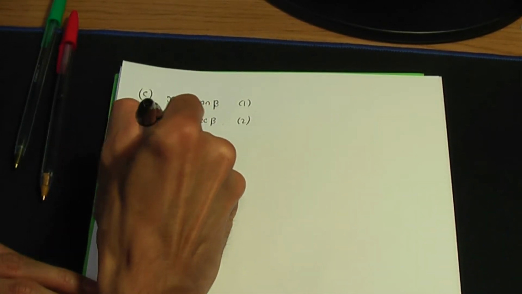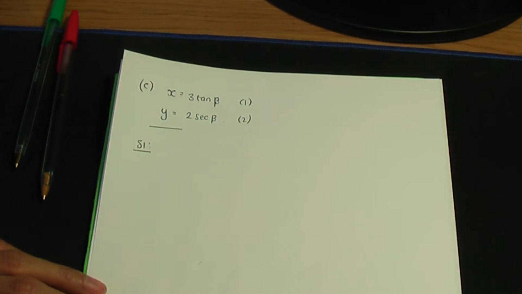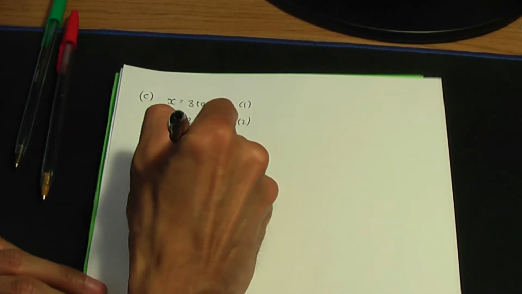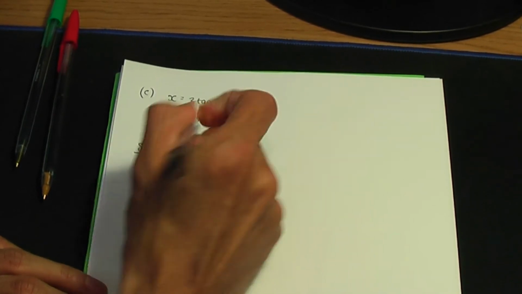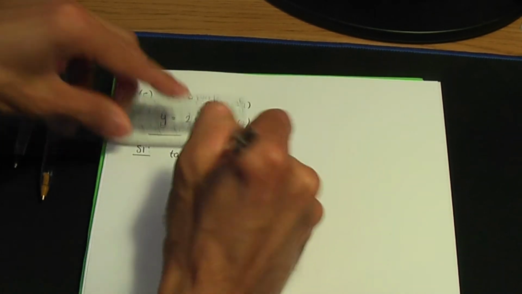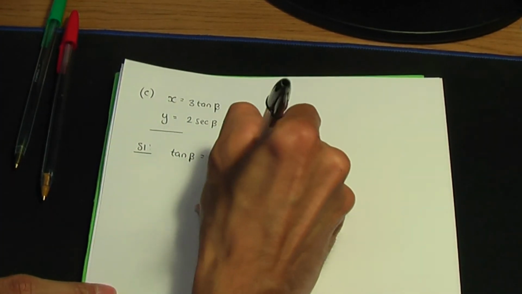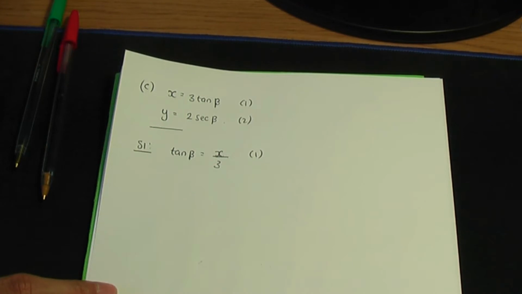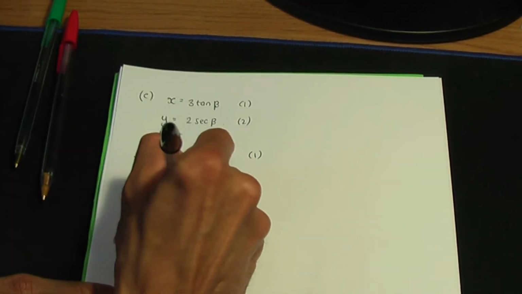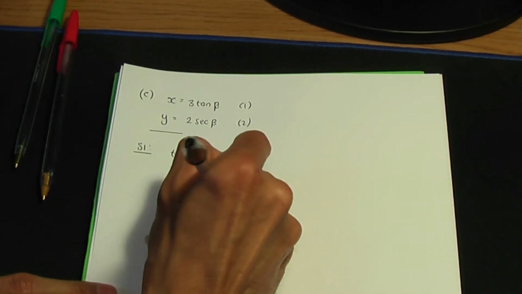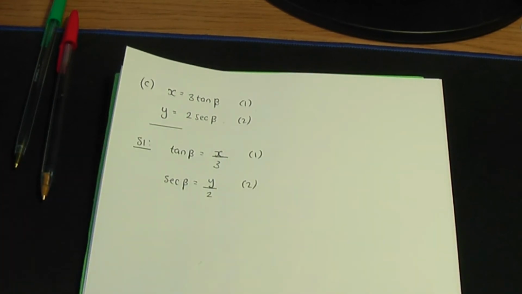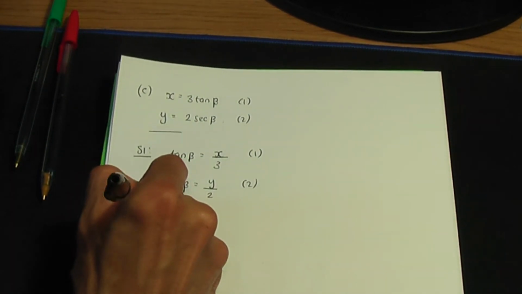In step number 1, let me rearrange these two equations for tan and sec. So tan beta, if I rearrange equation 1, is the same as x over 3, okay? So that's our equation 1 when rearranged. And if I rearrange equation 2, sec beta is y divided by 2, so we'll call that equation 2, okay?